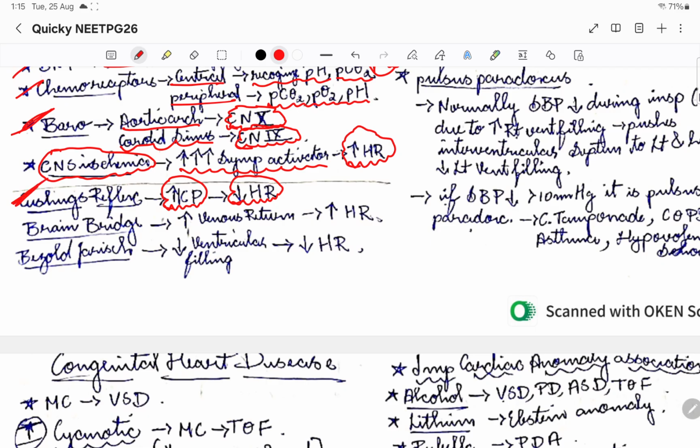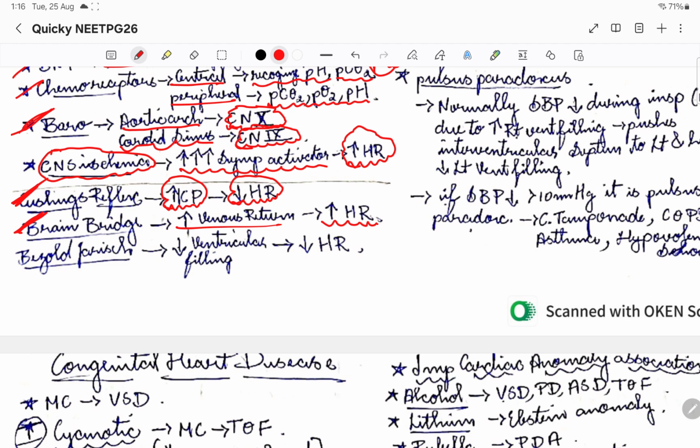Then coming to the Bainbridge reflex: when there is increased venous return, the heart rate will increase so that too much blood does not pool in the heart. If the heart rate is not raised, too much blood starts pooling inside the heart, and that would also be a problem. So the heart rate increases and sends all the blood out when the venous return is increased.